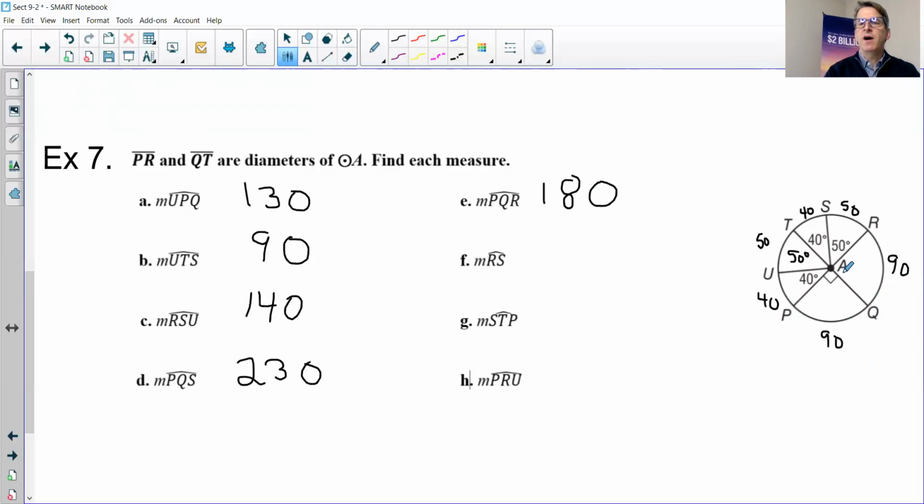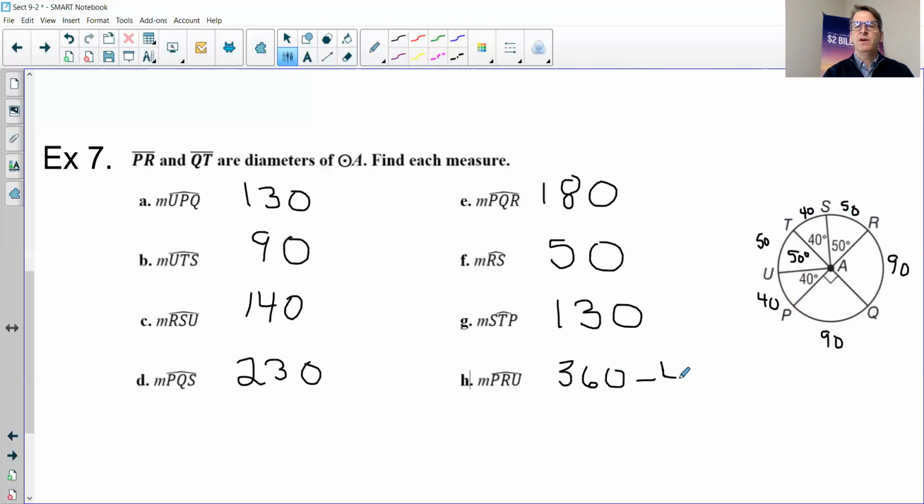The measure of arc RS is 50. The measure of arc STP is going to be 40 plus 50 plus another 40, which is 130. And lastly, the measure of PRU: PRU is 360 minus the 40, which is equal to 320.